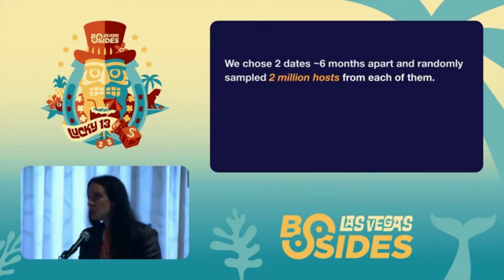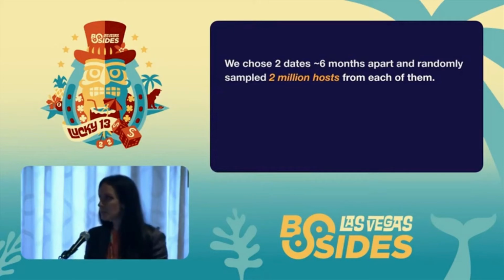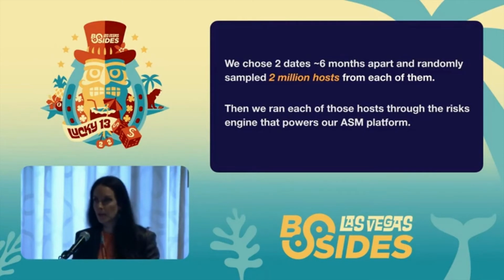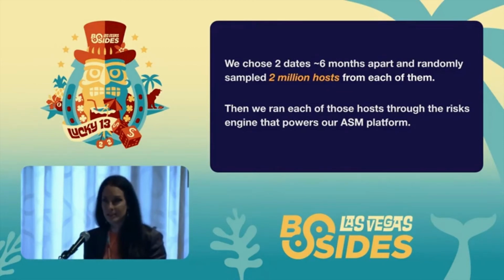So we chose a couple of dates, about 6 months apart, and sampled 2 million hosts from each of these dates from our universal internet data set. So it's a total of about 4 million hosts. And then we ran each of these hosts through this risks engine that powers our attack surface management platform. Remember I mentioned earlier how we'll find your assets, but we'll also find risks on your assets. So this is that same technology, but we just used it for a slightly different purpose.